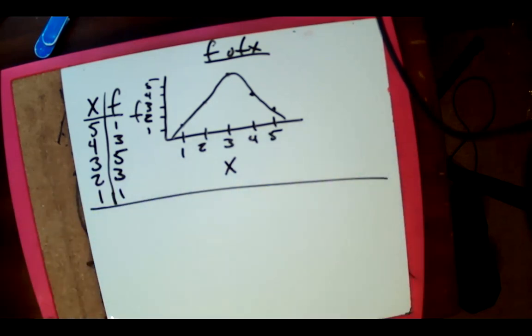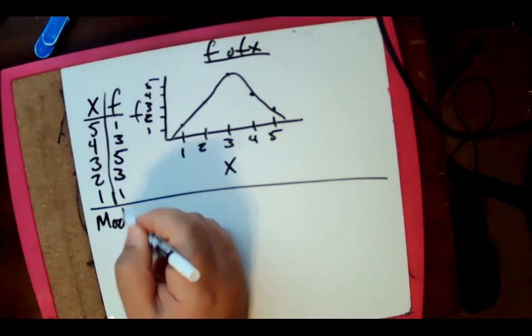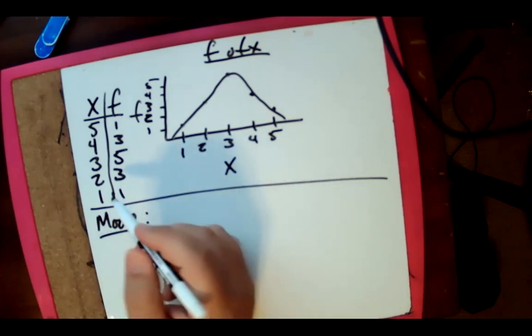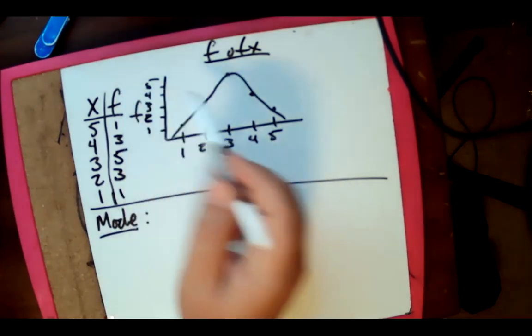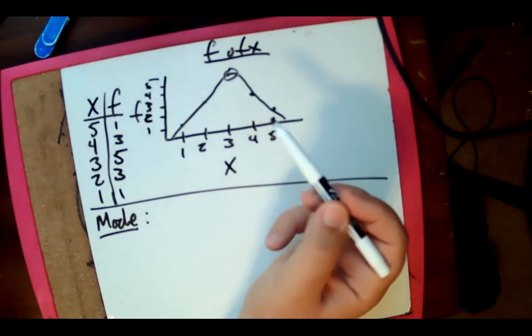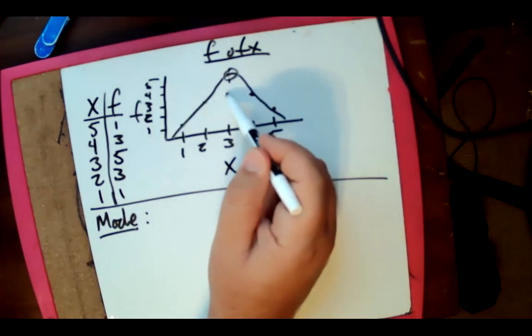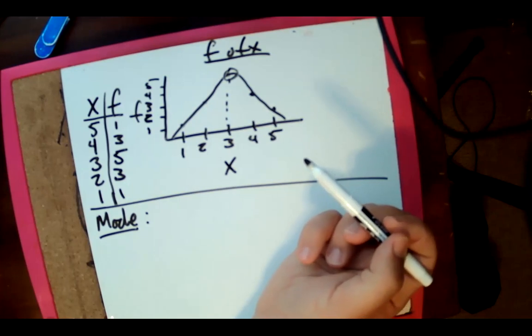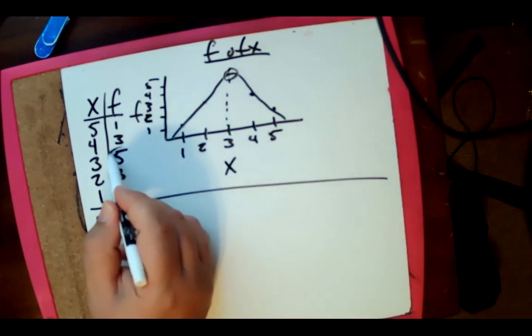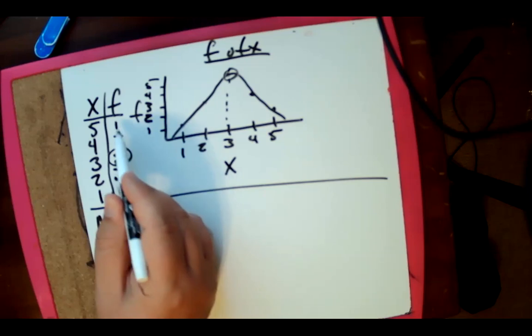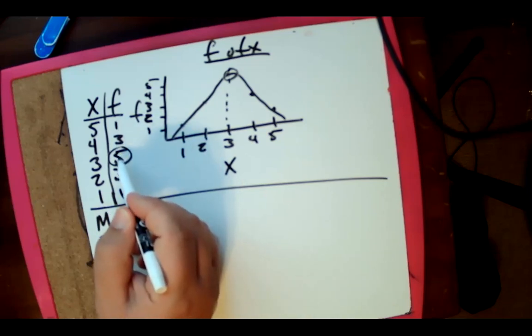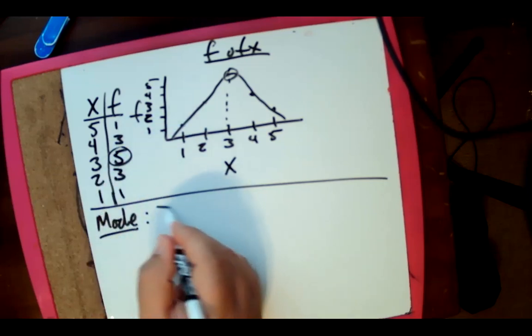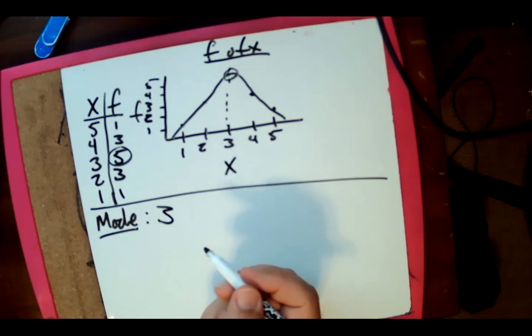So first of all, let's find the mode because that's the easiest, right? The mode is the score of the highest frequency. So we go, okay, here's the highest frequency on my distribution. That looks like a score of 3. Let's double check over here. Okay, I have an F of 5. That's the highest frequency. What's it attached to? An X value of 3. Cool. So the mode is a 3, no sweat.